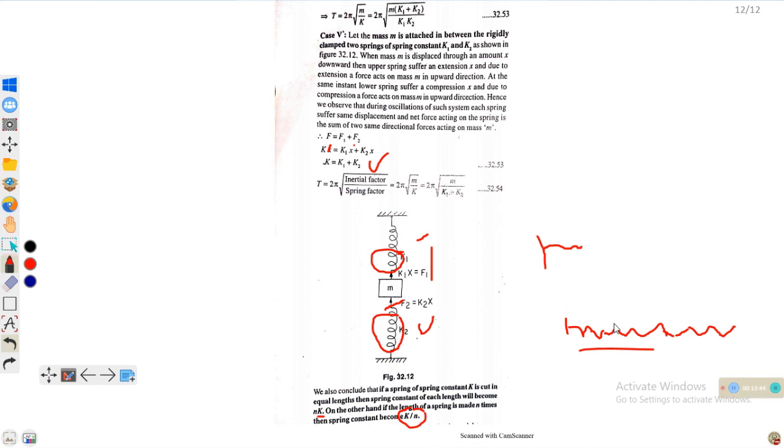And similarly, if we cut the spring into 2 parts, the spring constant for each piece will be equal to 2 times k. If we cut the same spring into 3 pieces, the spring constant for each piece will be 3 times k. So we can summarize our expression with this expression. I will stop at this point and we will continue with another example of simple harmonic motion in the next lecture.